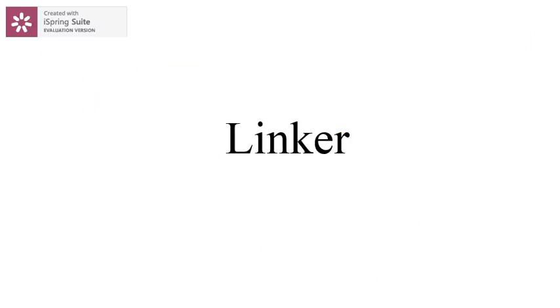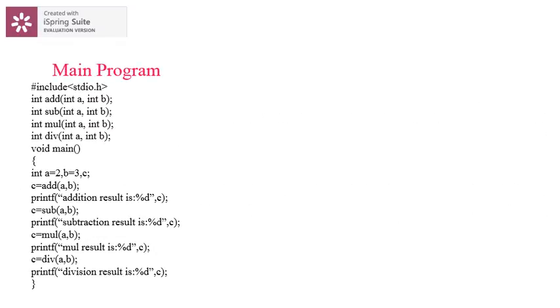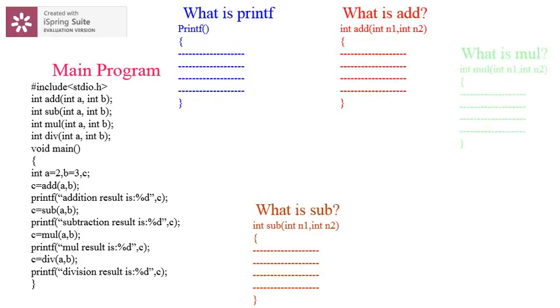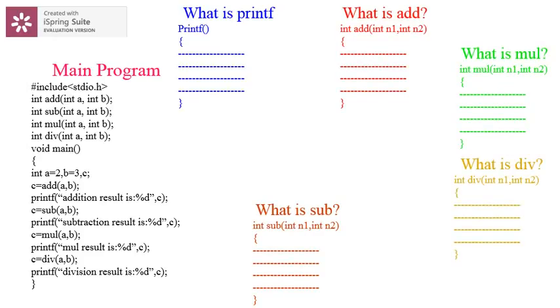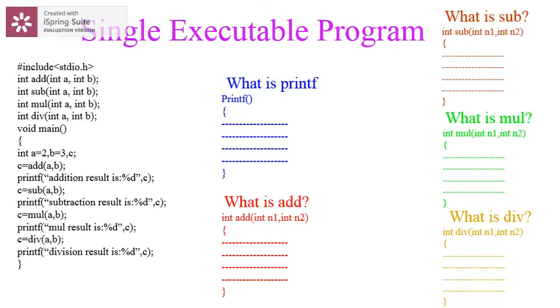Now we are going to see about the linker. A linker or link editor is a program that takes one or more objects generated by compilers and assembles them into a single executable program or a library that can later be linked to in itself. All of the object files resulting from compiling must be combined in a special way before the program can be executed.